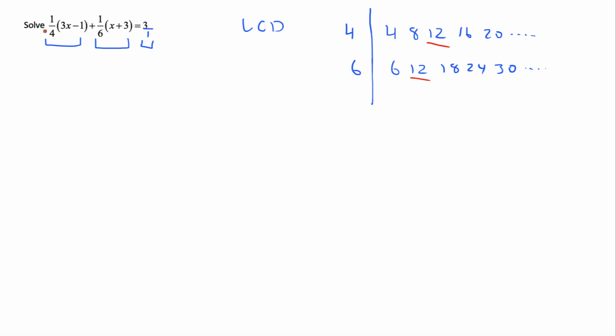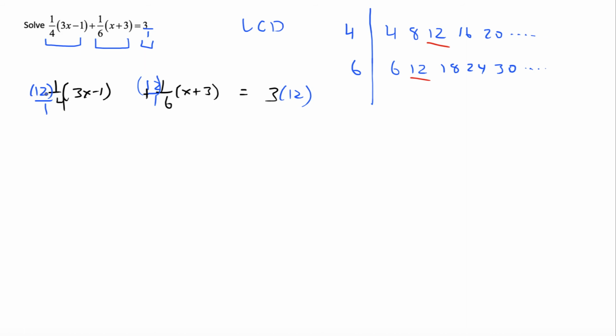So we want to multiply each of these terms by the LCD. Let me write this out a little bit so that there's more space here. Then we want to multiply each term by 12. Okay, so let's do that. Let's multiply the first term by 12 here. We'll multiply the second term by 12. But remember, we also have to multiply this term by 12 as well. Notice what happens.